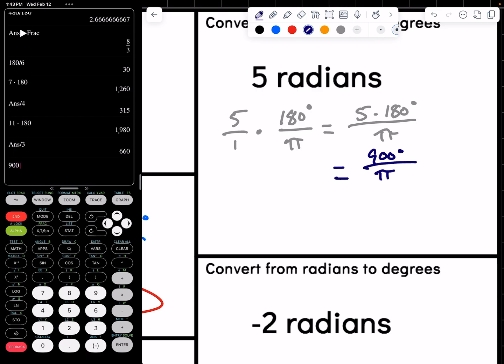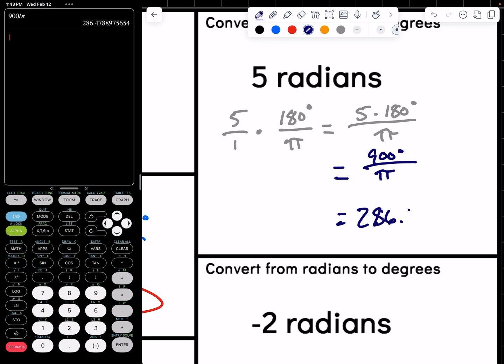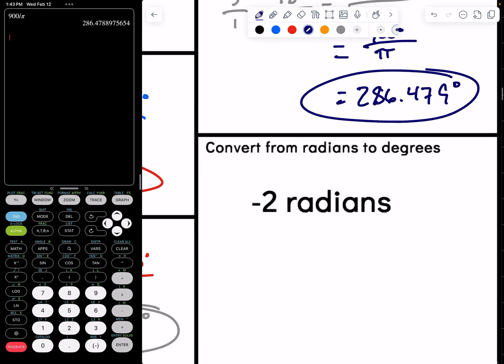900 divided by second, that up arrow gives you pi. So we end up equaling 286.479 degrees. We don't want pi in our denominator. That's not very pretty, but we can work it out and divide by pi.